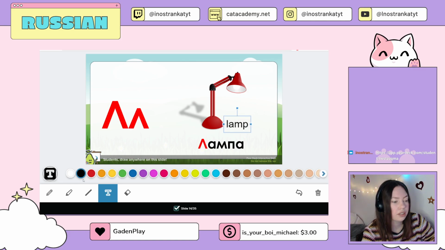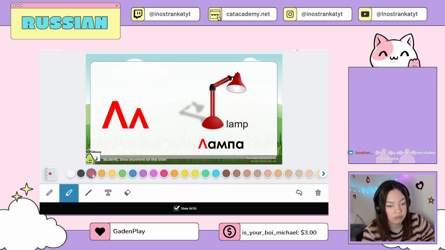And if we compare it with the Russian alphabet, in English we have 4 letters, here we have 5 letters, but pretty much the same. Lamp, lampa. We stress the first syllable. L, l, l, lampa.